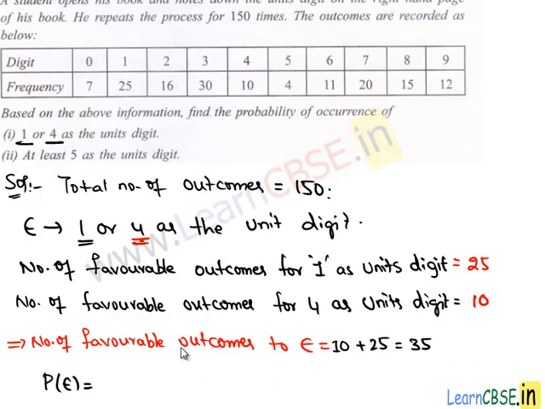And we already defined probability is the ratio of the number of favorable cases to a particular event to the total number of outcomes. Here 35 are the favorable outcomes to event E and we have 150 as our total outcomes. Here 5 is a common factor. On dividing by 5 we get 7 upon 30. This is the probability to have 1 or 4 as unit digit. Now we move to the next question.